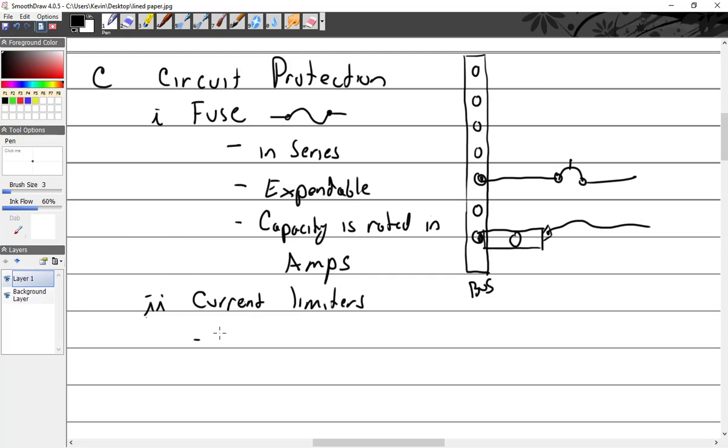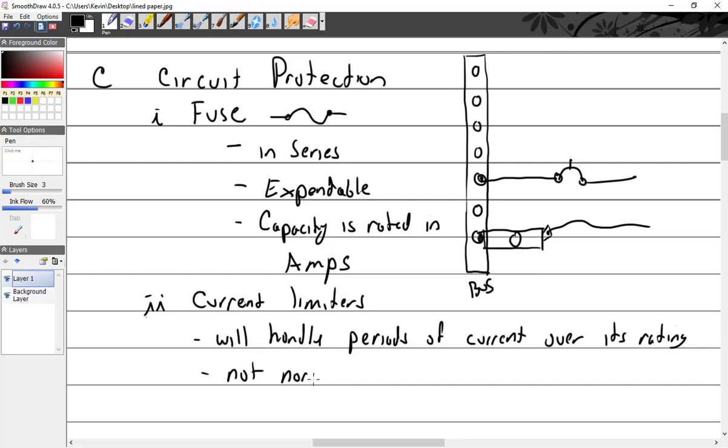So, current limiters will handle periods of current over its rating. So if it's like a 10 amp limiter, it'll go over 10 amp for a while. Then it'll blow after a while. Not normally something replaced in flight. I mean, if you try hard enough, I suppose you can.